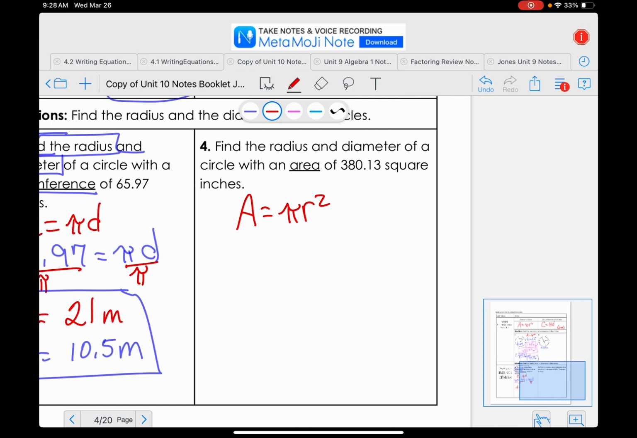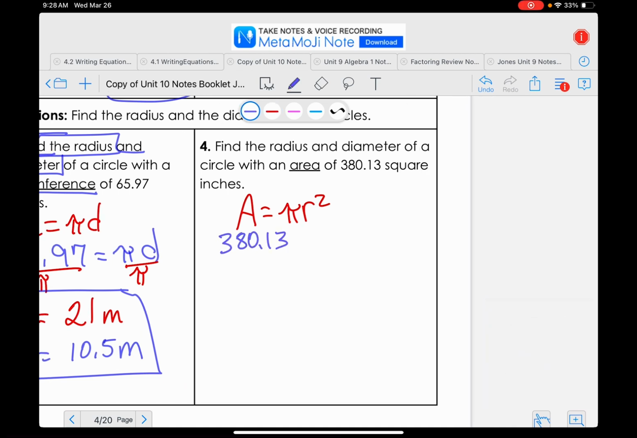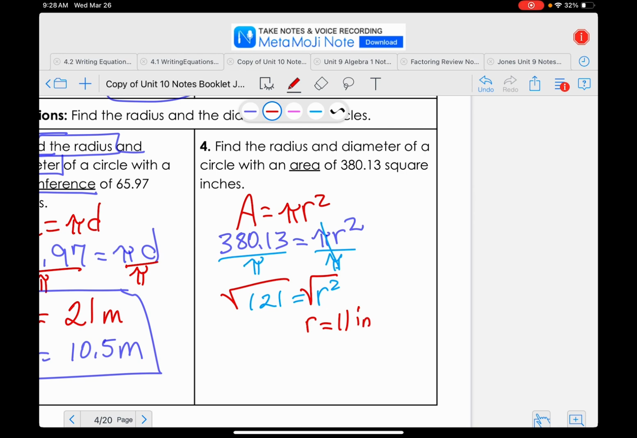So all I'm doing is using the formula to work backwards. On the next one, I know the area, but I don't know the radius and diameter. So let's divide by pi. 13 divided by pi is about 121. Well, that's a nice perfect number because I don't want r squared, I want r. So I'm going to take the square root of both sides. R is 11 inches. Therefore, what's diameter? It's double the radius. It's 22 inches. So there's a brief lesson on area and circumference.